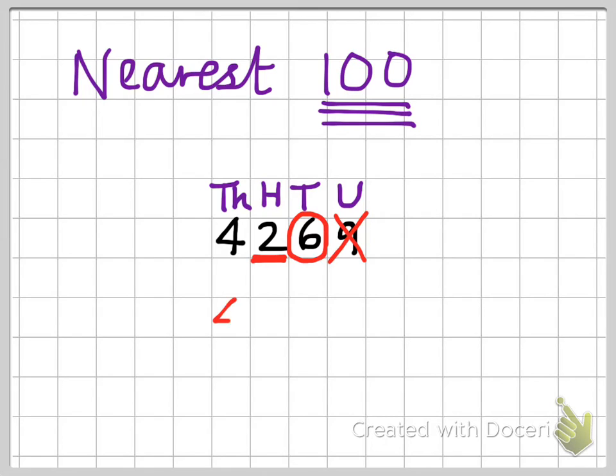So we round up to 4,300. Notice 2 zeros on the end. We're rounding to the nearest hundreds. You should have at least 2 zeros on the end.